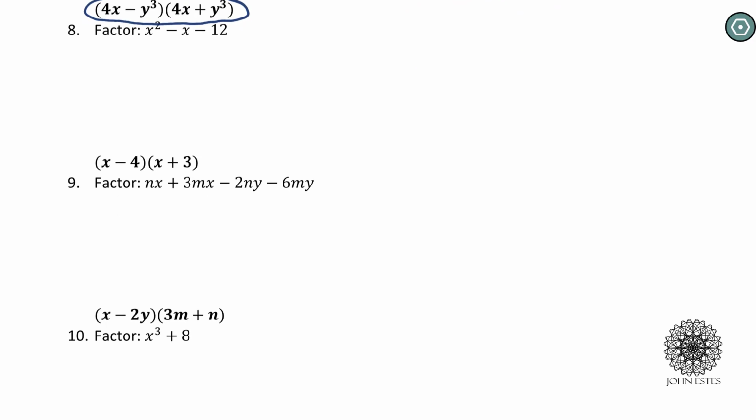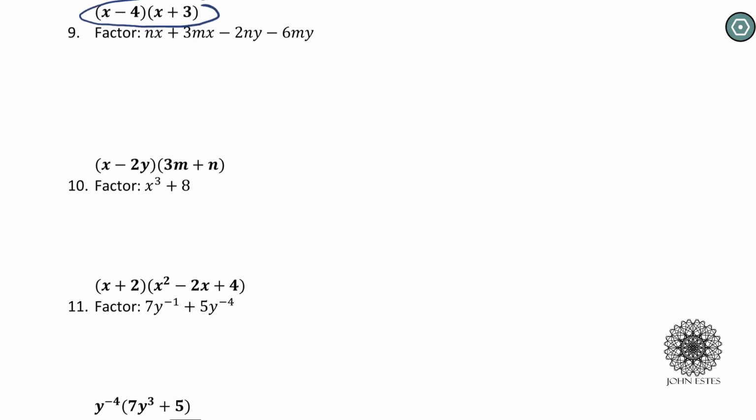Number 8 is a simple factoring problem. I just need to figure out, can I think of two things to multiply to give me negative 12 and add to give me negative 1? And you may have to think a little bit, but how about negative 4 and positive 3? Those multiply to give me negative 12 and add to give me negative 1. That's exactly correct.